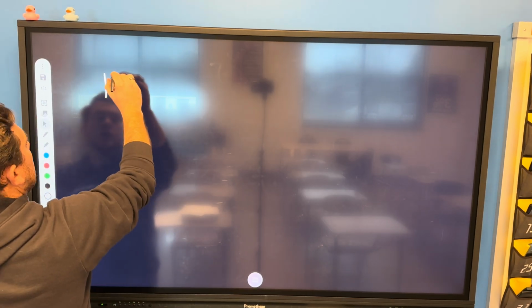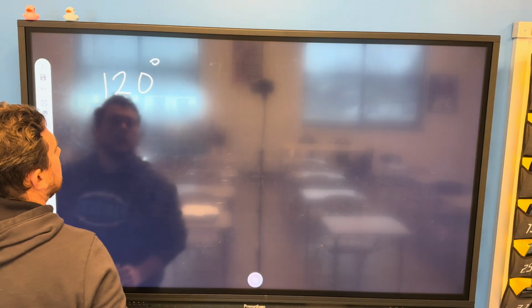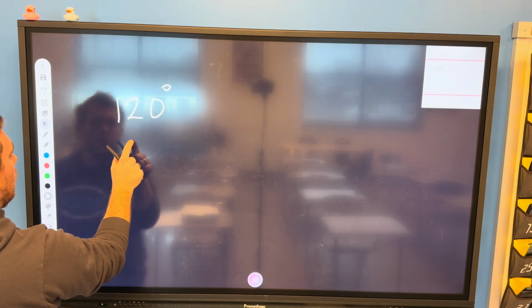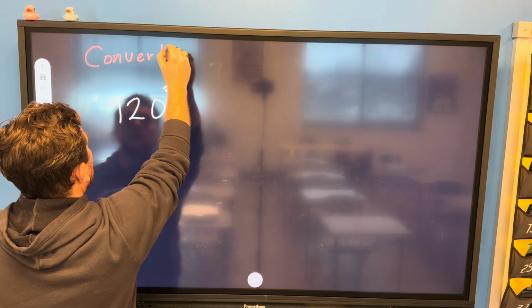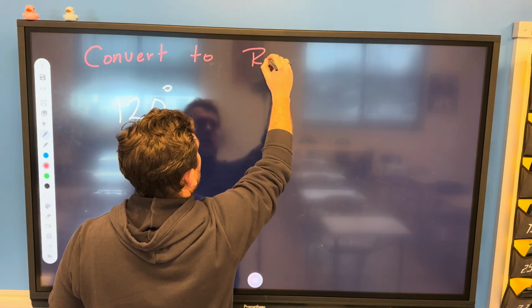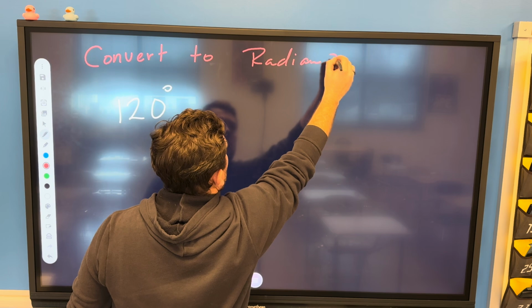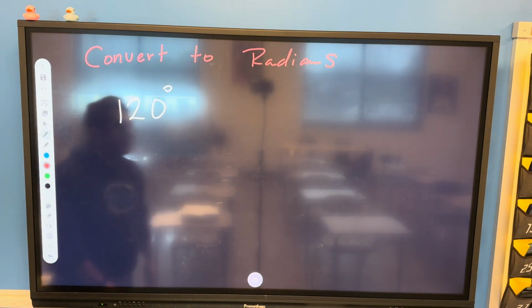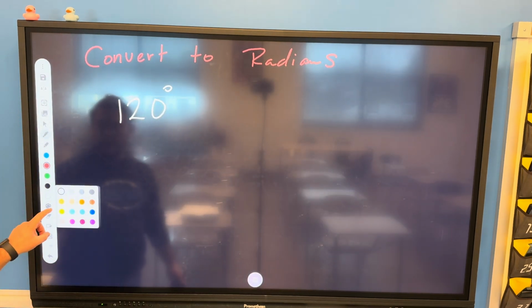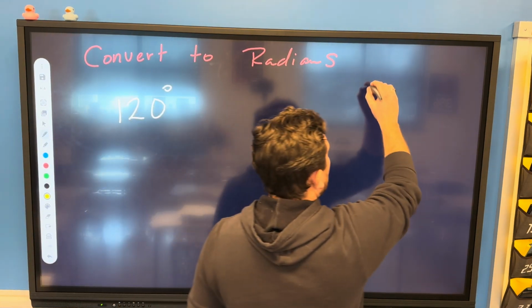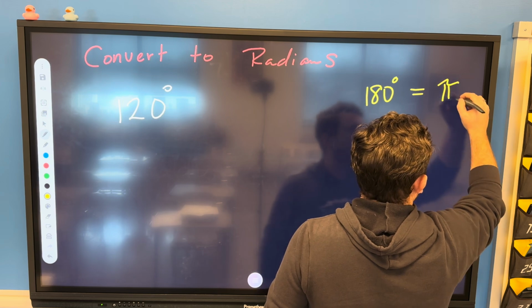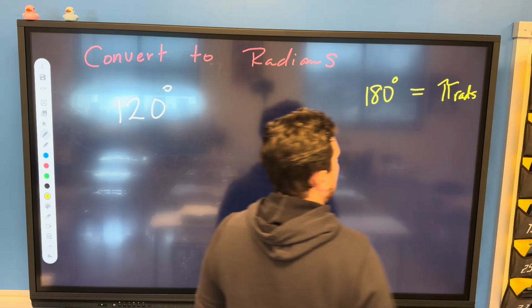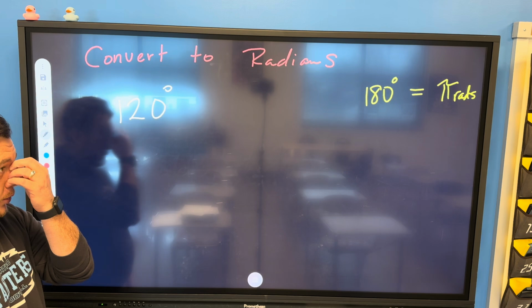We have, let's say, 120 degrees. And I want to convert 120 degrees to radians. Okay, so the thing I just talked about, right, is that 180 degrees is equivalent to pi radians. That's the relationship we're going to use here.